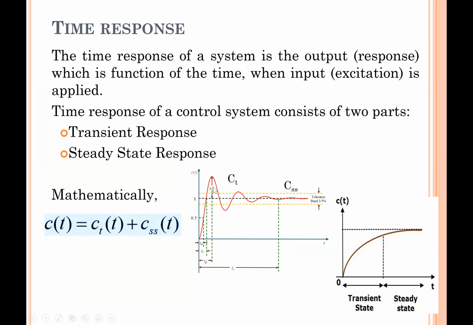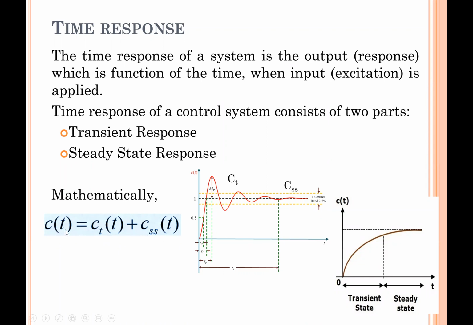Okay, till the time there is some fluctuation taking place in the response, we call that part a transient response. And gradually, as the time goes by, when my system achieves one constant, steady value, I say that my system has achieved steady state response. So the total time response of any system can be represented as transient response plus steady state response.